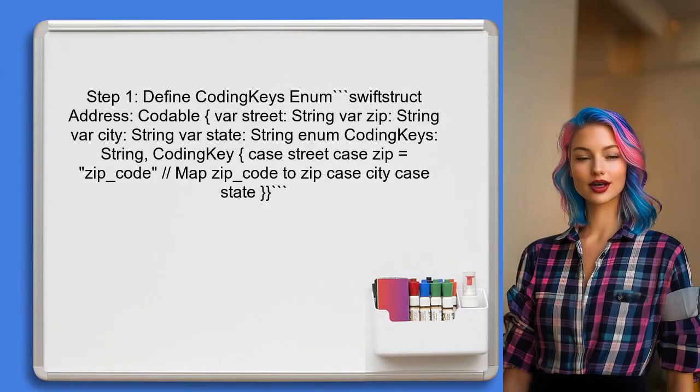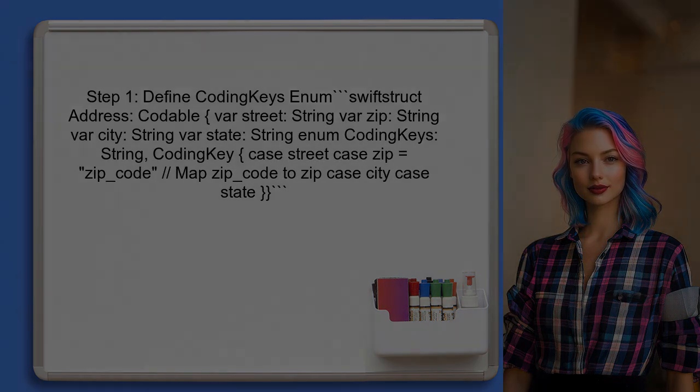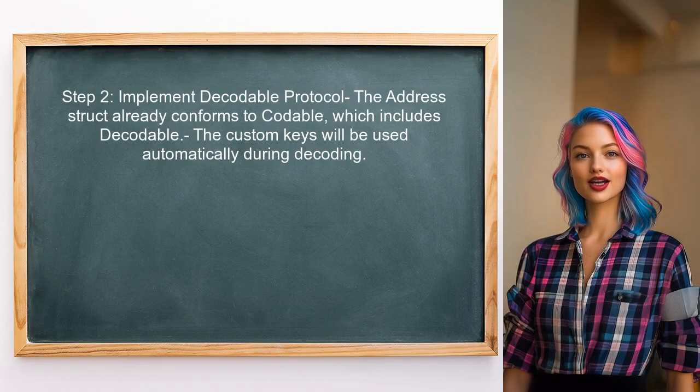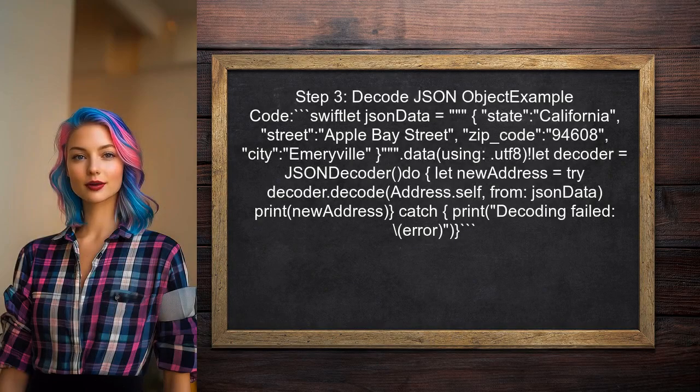even easier. To use custom keys with Swift 4's Decodable protocol, the user should start by defining a CodingKeys enum inside their struct. This enum will map the JSON keys to the properties of the struct. Next, the user should implement the Decodable protocol. This allows the struct to decode JSON data into its properties using the custom keys defined in the CodingKeys enum.